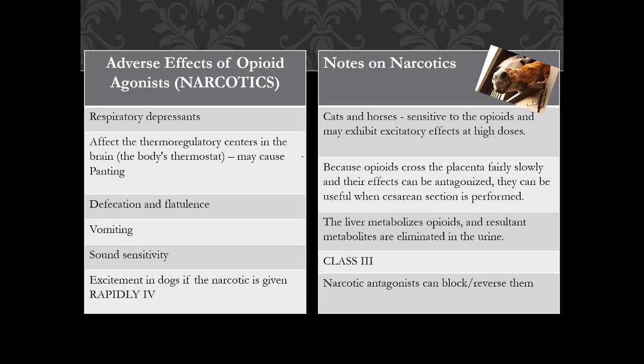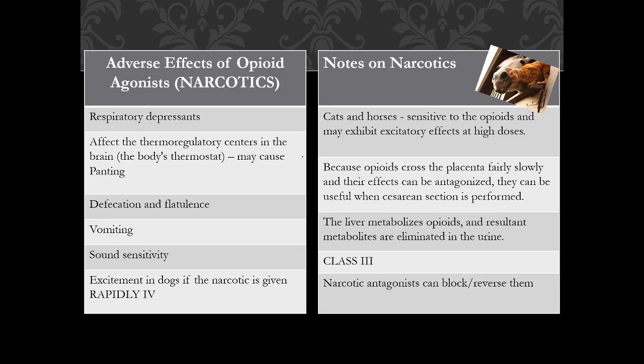Okay. Notes: cats and horses are sensitive to opioids and may exhibit excitatory effects at high doses, so they go the opposite direction. Because opioids cross the placenta fairly slowly and their effects can be antagonized, so we can reverse them, they're useful as pain relief and pre-sedation when a cesarean section is performed, so that it won't affect the offspring. If the offspring are really depressed, we can give them a little bit of the antidote.